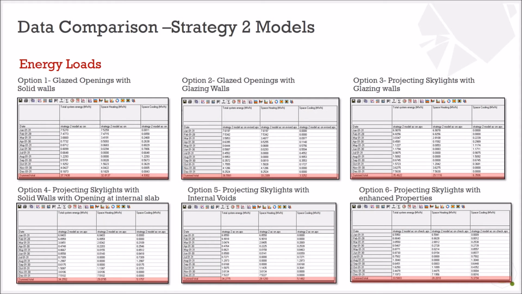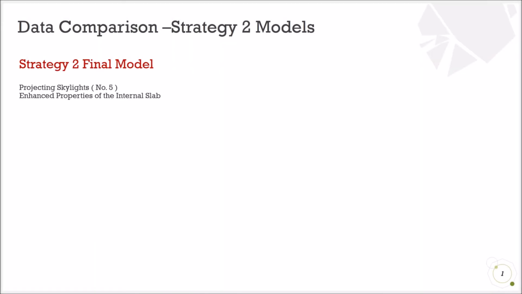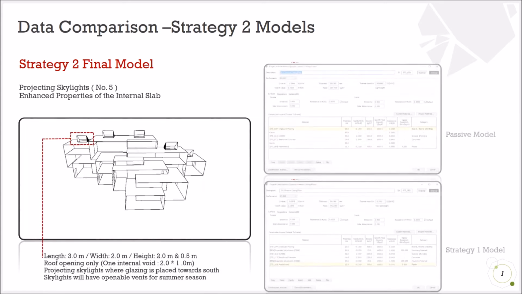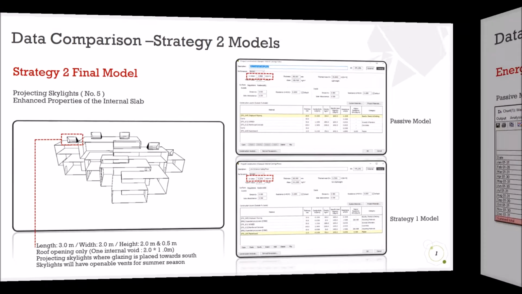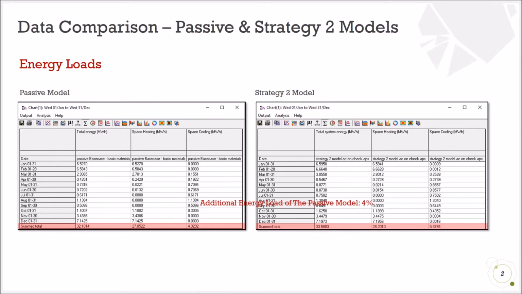The energy load of the 6 scenarios are compared for the best thermal energy consumption, where it's concluded to have the best thermal behavior for projecting skylights towards the south with 5 skylights. The final model of strategy 2 has improved properties of the internal slab U value to reduce the energy loss through the skylights. The best strategy 2 model has actually higher energy than the passive model, which can be explained by the additional area of the skylights and energy loss through the roof openings or glazings.